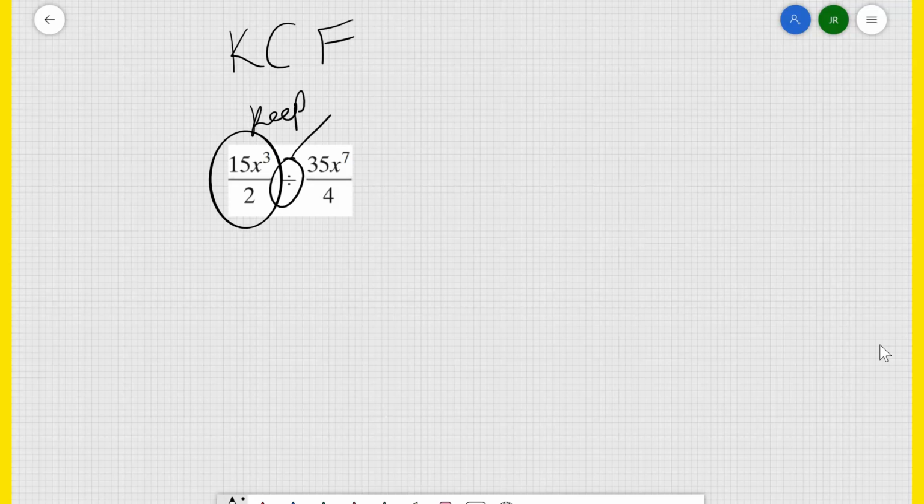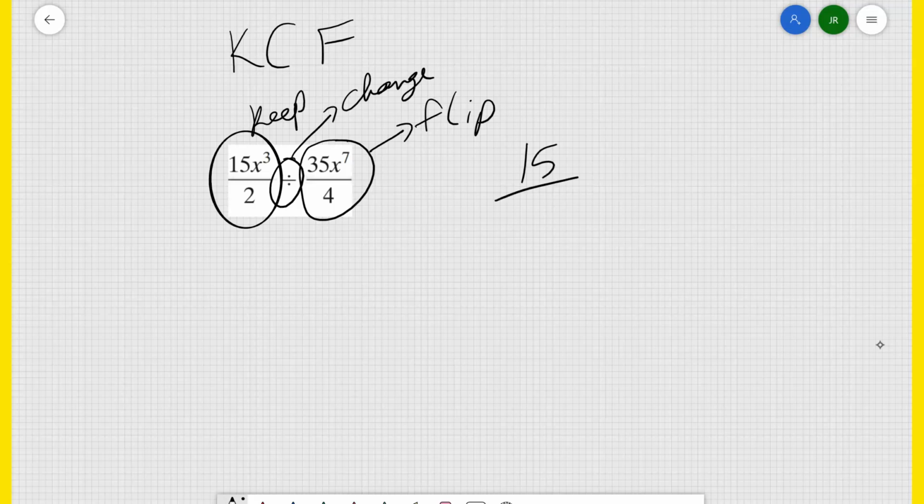Then you change the multiplication to division. Change the division to multiplication. And then you flip the second fraction. Keep, change, flip. So 15x cubed over 2 times 4 over 35x to the 7th.